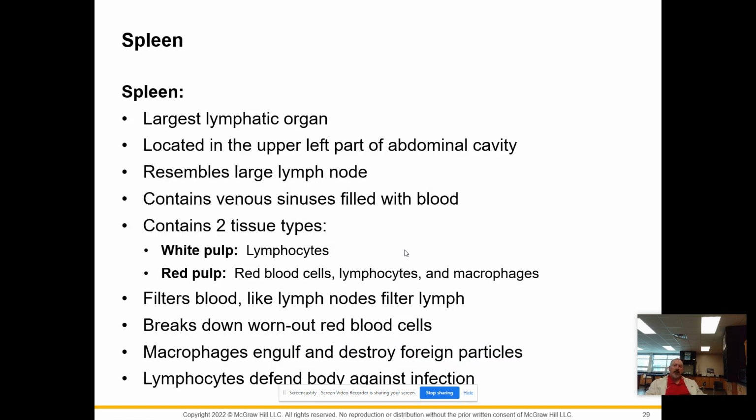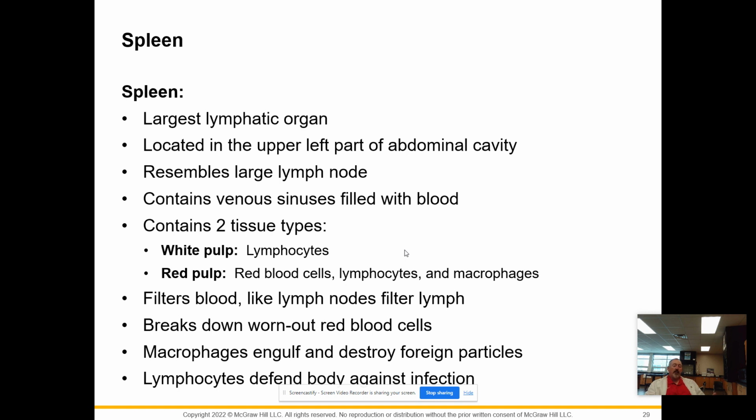All right, the last lymphatic encapsulated organ to discuss is the largest, and that's the spleen. The location is going to be on the left side of your body. If you go down to the base of your rib cage and go up and under your rib cage, you're going to essentially be right about where you'd find the spleen. So it's in the upper left part of your abdominal cavity.